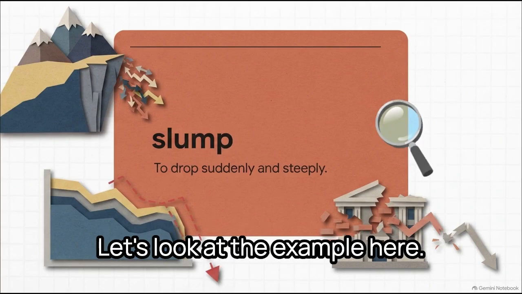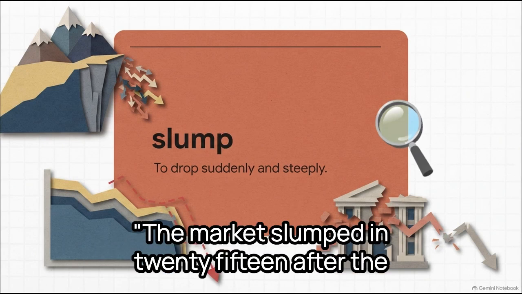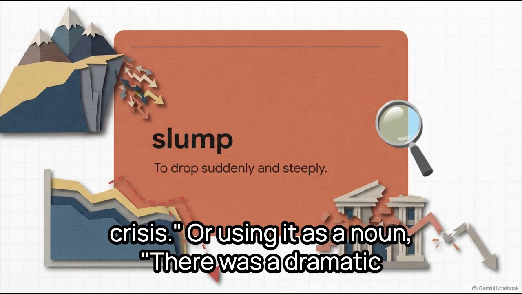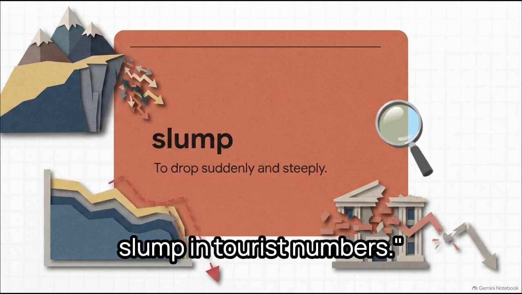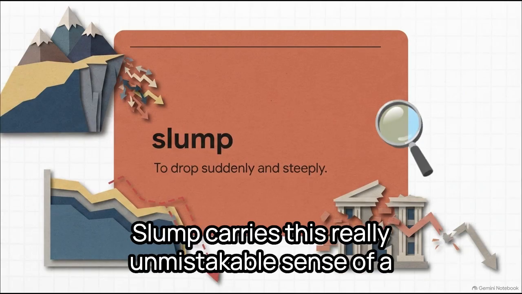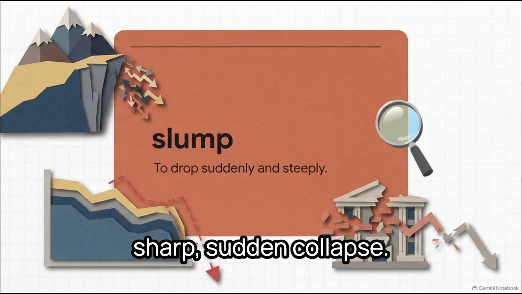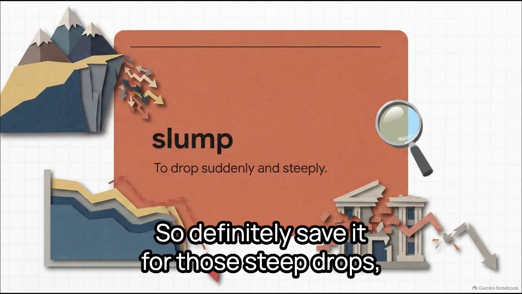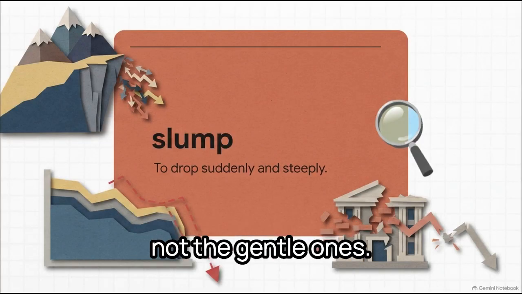Let's look at the example here. The market slumped in 2015 after the crisis. Or, using it as a noun, there was a dramatic slump in tourist numbers. Slump carries this really unmistakable sense of a sharp, sudden collapse. So definitely save it for those steep drops, not the gentle ones.